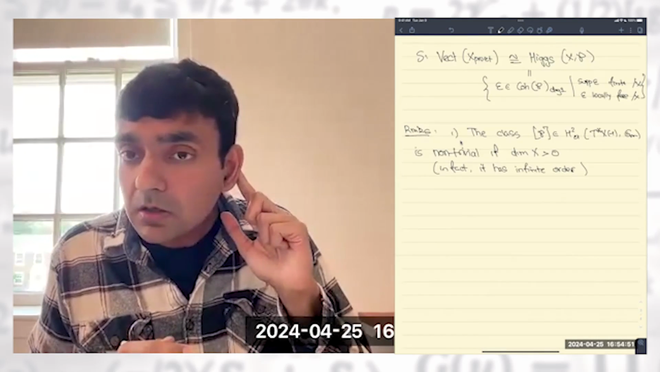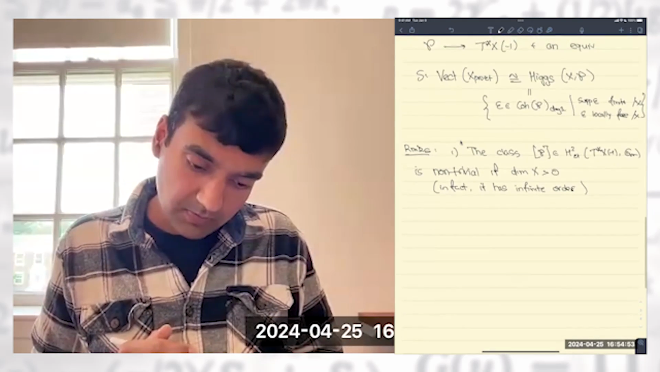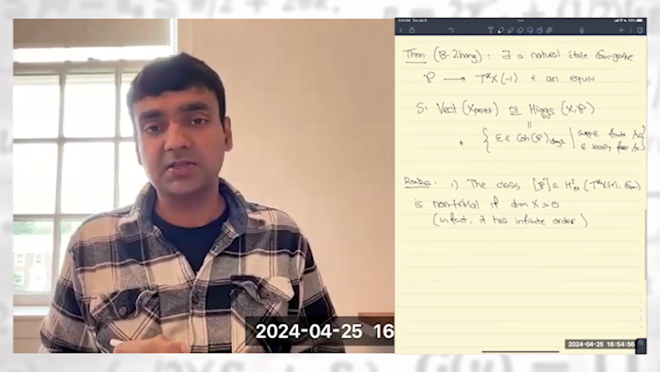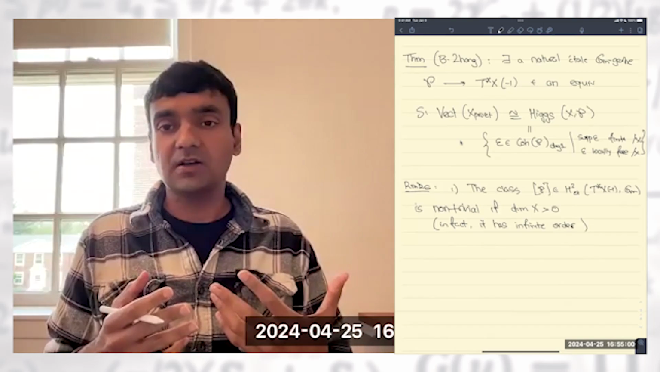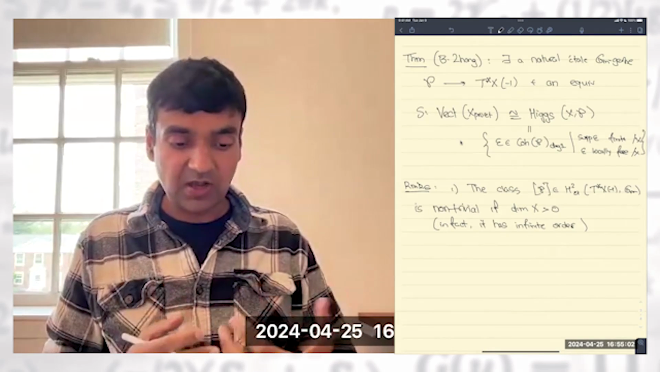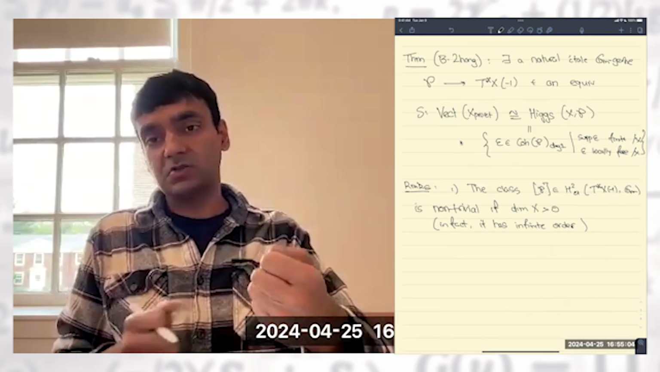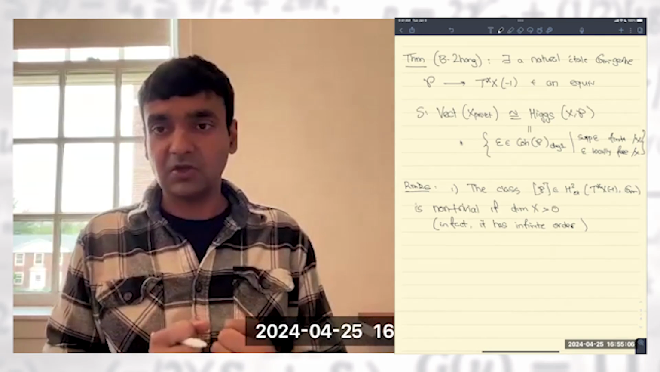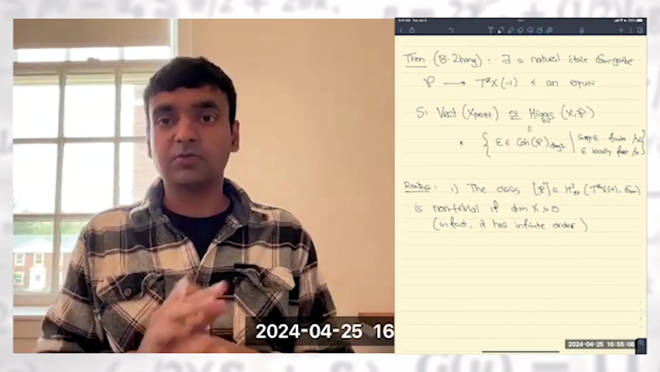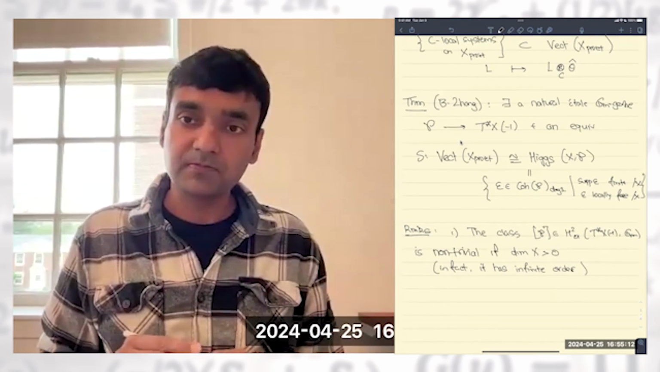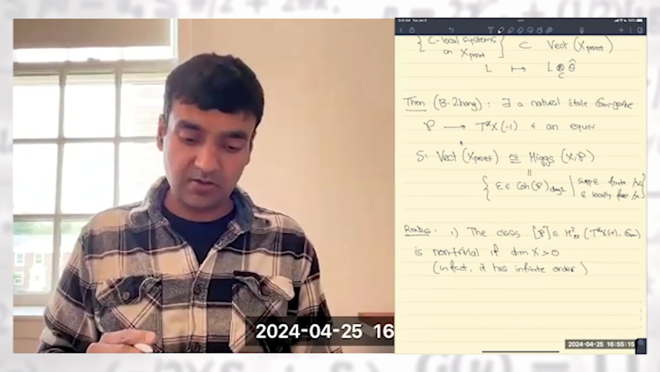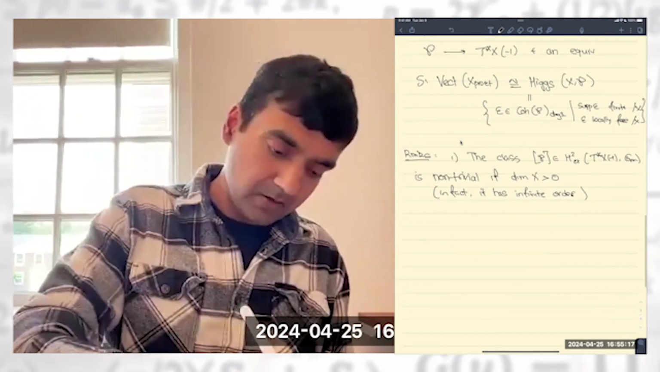Could you remind us what the -1 means? Oh, it's a Tate twist. It just means that if you want to do things in a Galois equivariant fashion, the vector bundle in question is not the cotangent bundle, but the cotangent bundle twisted by the -1 cyclotomic character. If you were just working over an algebraically closed field, for example, you can just ignore this. Is that okay? Thank you.